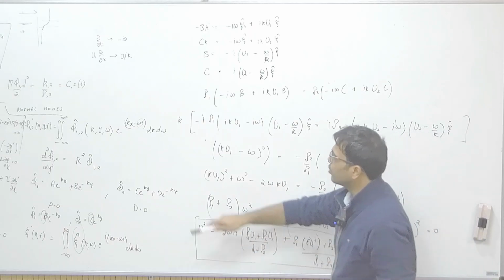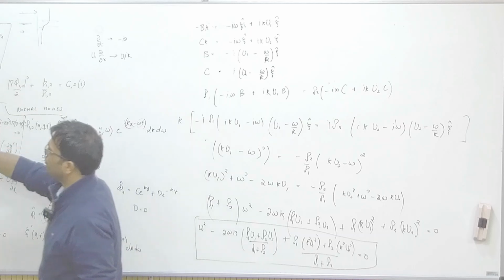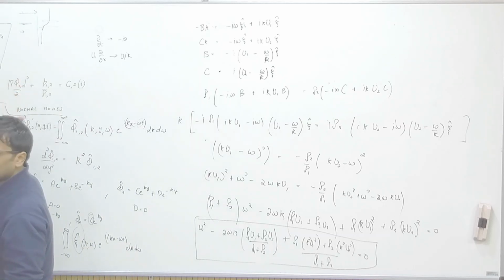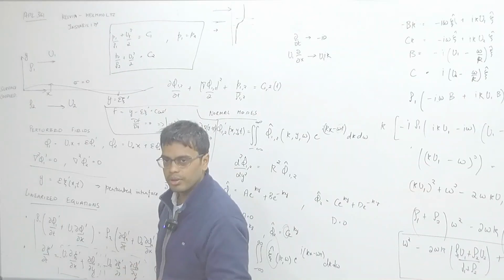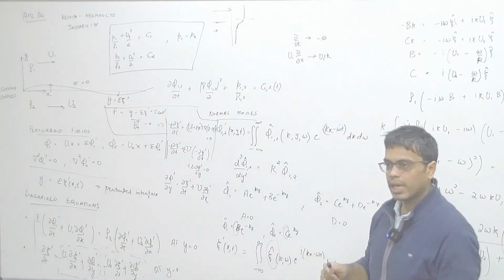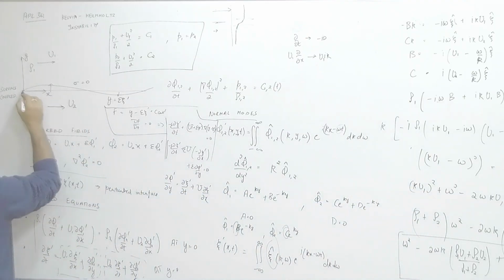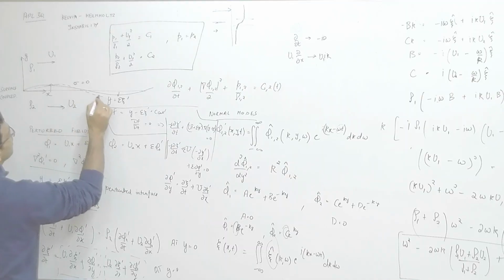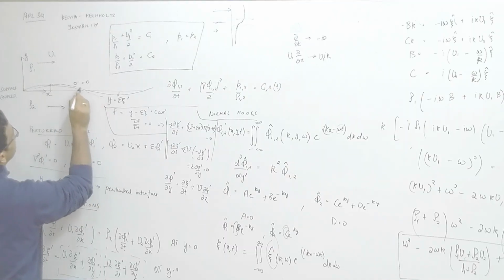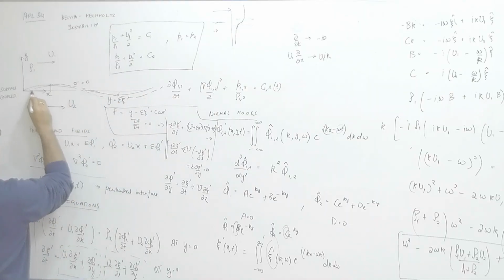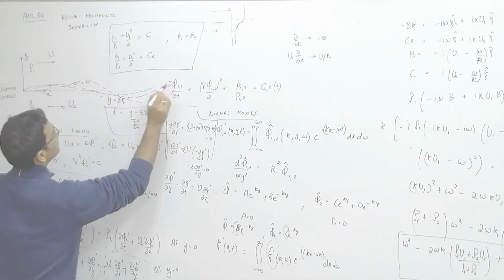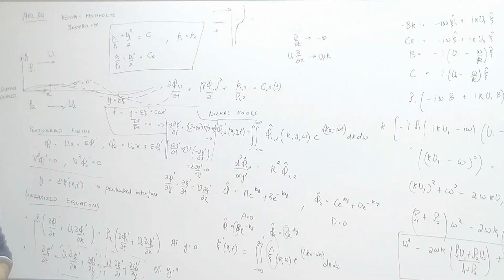So if you get only real omega, you just have a wave propagating while maintaining its amplitude. But the moment you have omega that has a real and an imaginary part, the wave is not just propagating. The wave will not just propagate, but it will also amplify. The amplitude will increase in time.